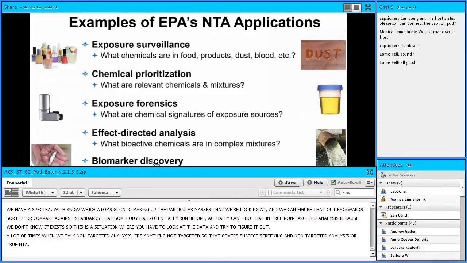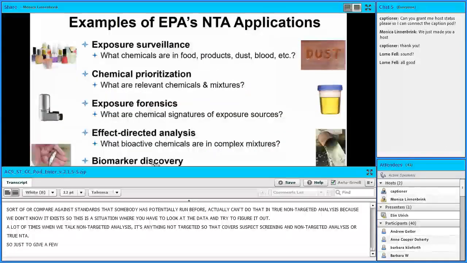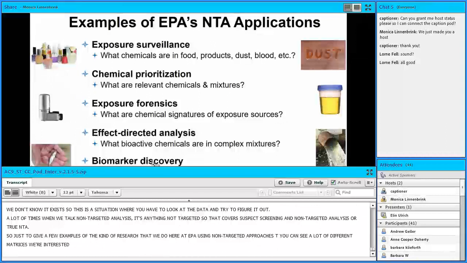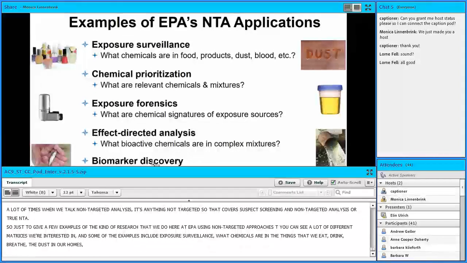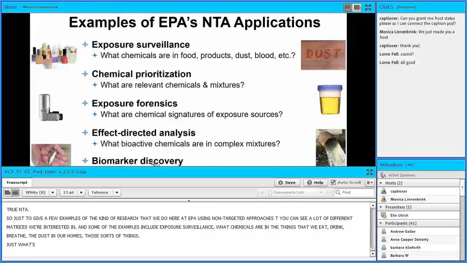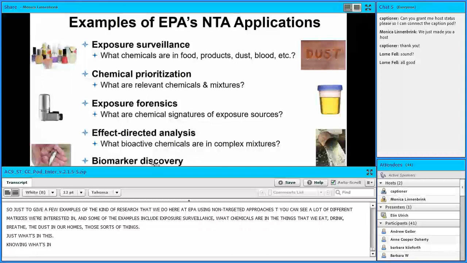So just to give a few examples of the kind of research that we do here at EPA using non-targeted approaches, you can see a lot of different matrices that we're interested in, and some of the examples include exposure surveillance. What chemicals are in the things that we eat, drink, breathe, the dust in our homes, those sorts of things. Just what's in there. Knowing what's in there, then we can use that to prioritize chemicals. Which ones are relevant in these mixtures that we're exposed to?